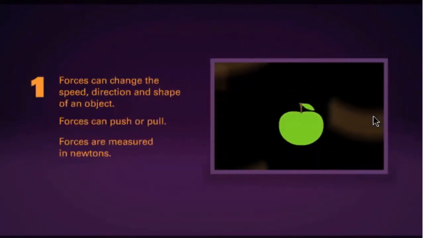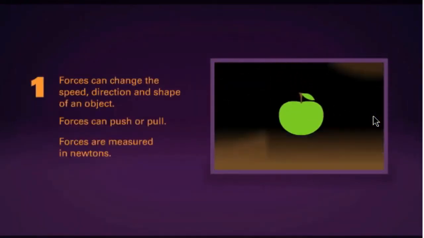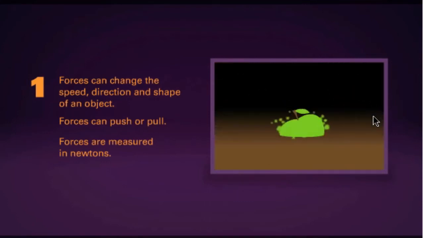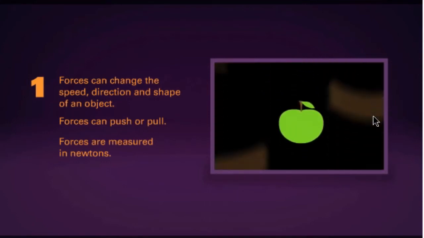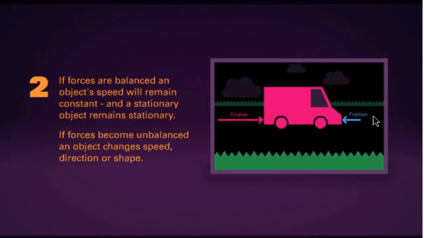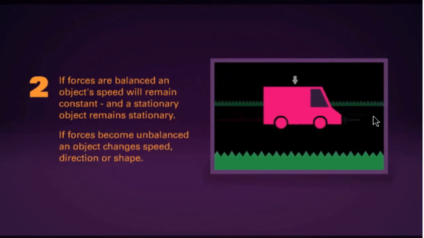Forces can change the speed, direction and shape of an object. Forces can push or pull. Forces are measured in newtons. Balancing forces. When forces are balanced, a stationary object stays still and a moving object moves at a constant speed. If forces are unbalanced, the object changes speed, direction or shape.